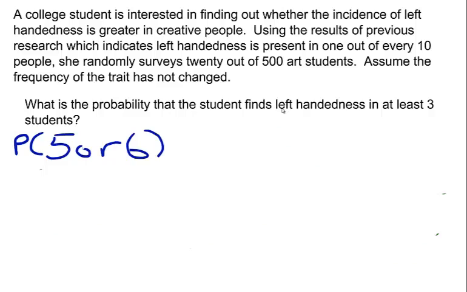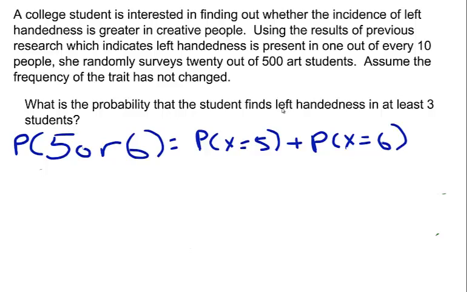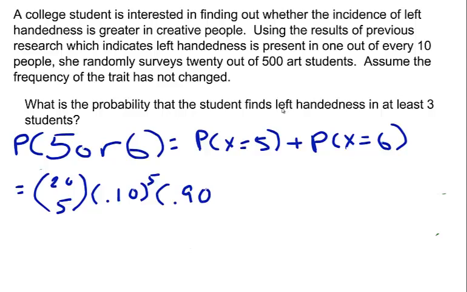Suppose we wish to determine next the probability that 5 or 6 students have the left-handedness trait. In other words, p of x equals 5 plus p of x equals 6. We simply set up our binomial formula, 20 choose 5 times the probability of success, 0.10, raised to the 5th power, times the probability of failure, 0.90, raised to the 15th power.